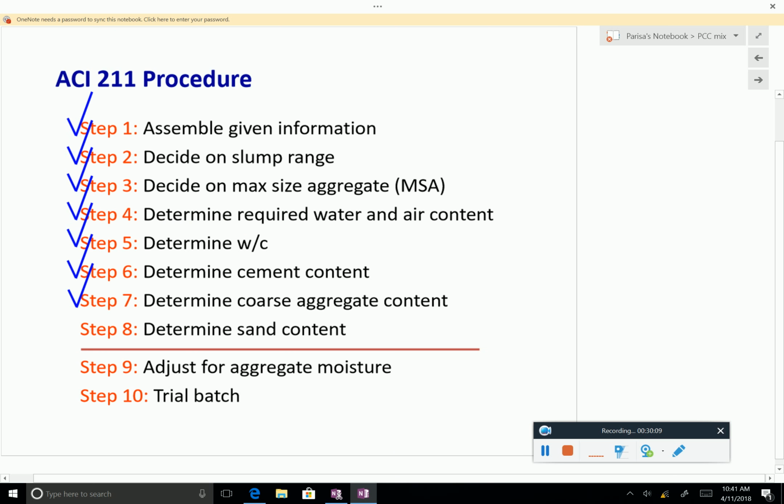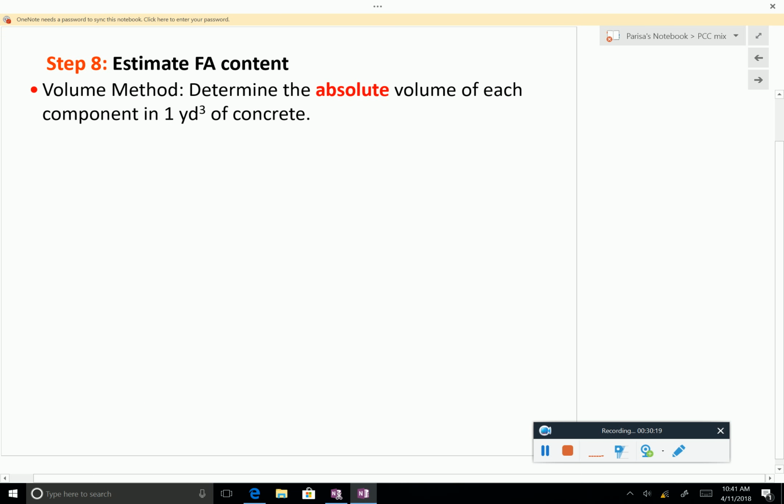We are done with this step, and we go almost to one of the last steps, and that's how to calculate the amount of sand. This turns out to be very easy. So first we have to find how much is the absolute volume of each component in 1 cubic yard of concrete.